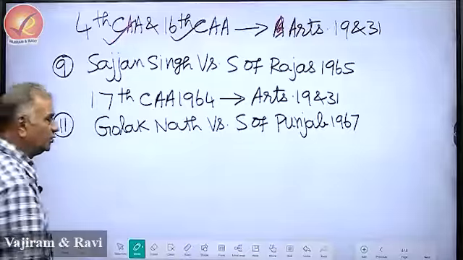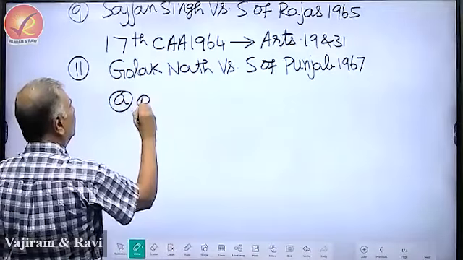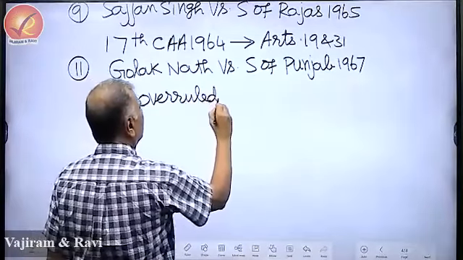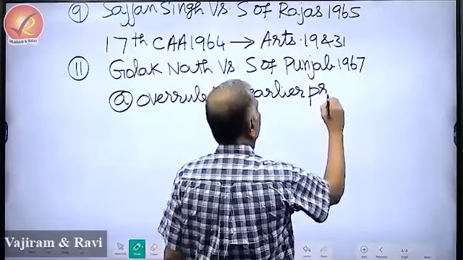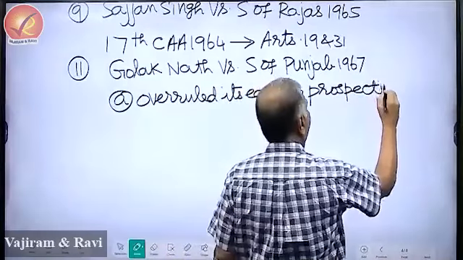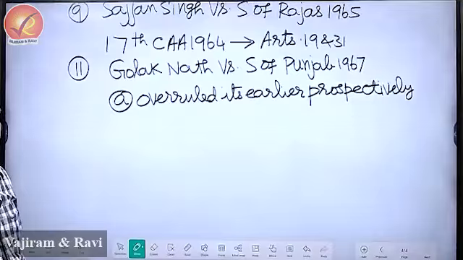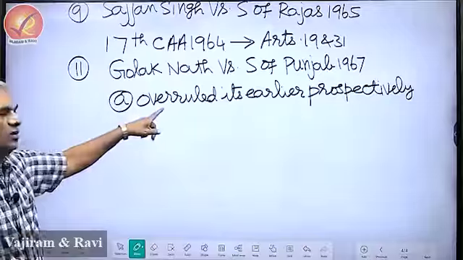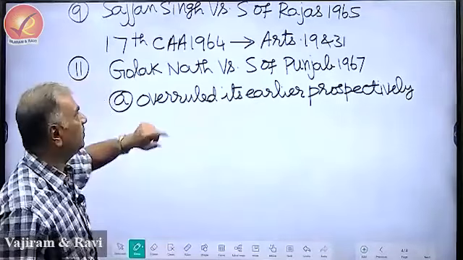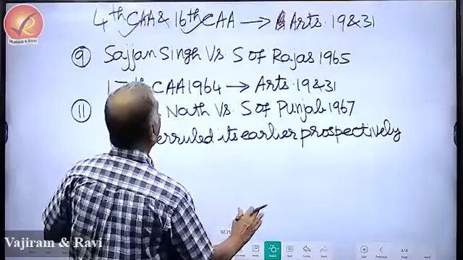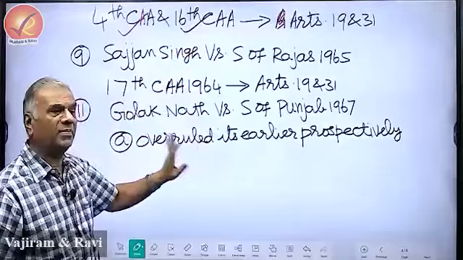Now, what were the decisions of the Supreme Court in the Golaknath case? First of all, it overruled its earlier decisions prospectively. So it overruled Shankari Prasad and Sajan Singh case decision. And what is prospectively, which means up to 16th Amendment Act, the acts will be valid. But any amendment made after 16th Amendment Act will be invalid.